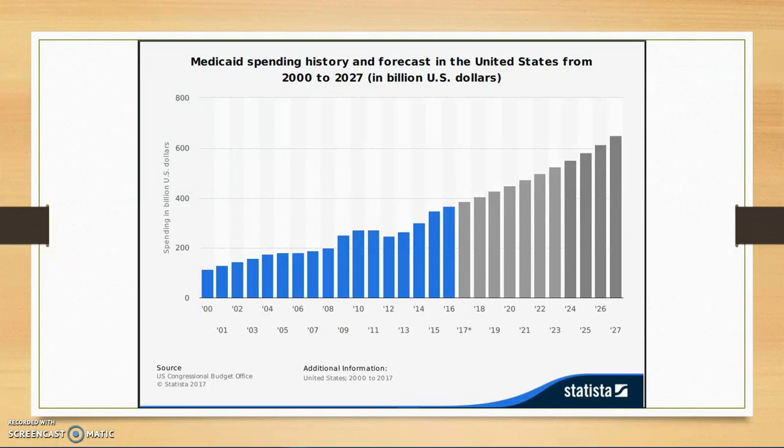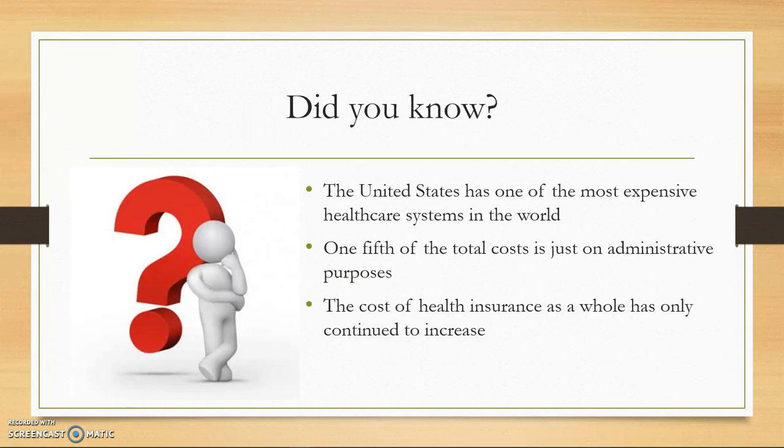From the year 2000 to 2016, the Medicaid spending of the US more than doubled. And if we look at a forecast from 2017 to 2027, it has, from 2016, doubled again. This is a very, very scary topic because we are increasing our medical costs. Not very good at all. Let's begin with some facts.